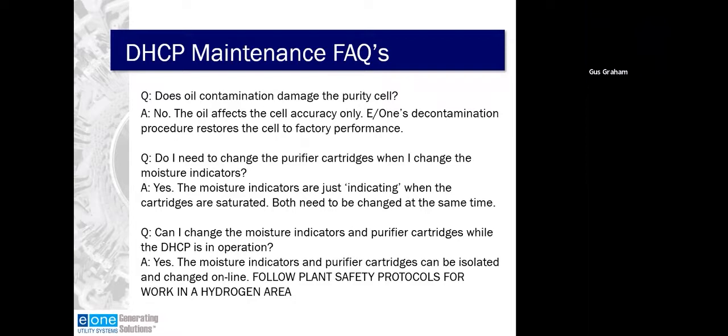And can I change the moisture indicators and purifier cartridges while the DHCP is in operation? The answer is yes. The circuit associated with the moisture indicator and purifier cartridge can be isolated. It's important at this point to follow plant safety protocols for work in a hydrogen area. As I mentioned earlier, it may be necessary to force points as well because you'll be isolating the flow of gas through that circuit during the period of time you're performing the maintenance procedure.